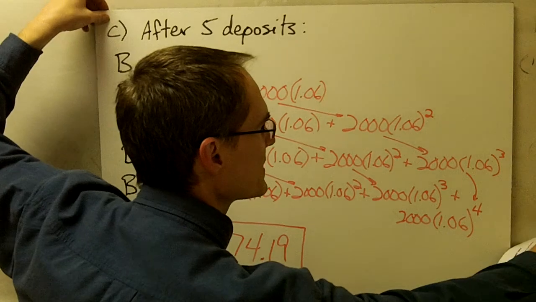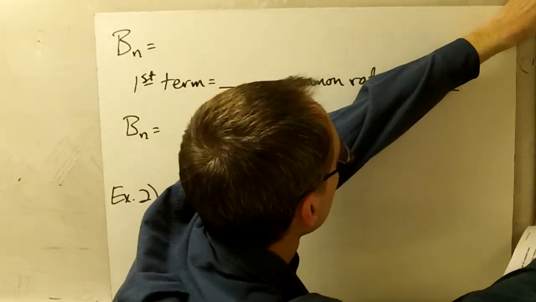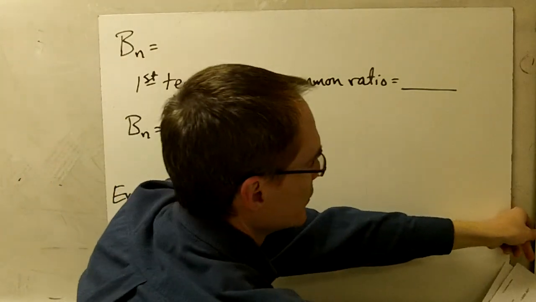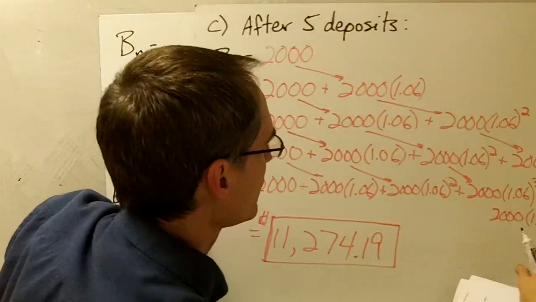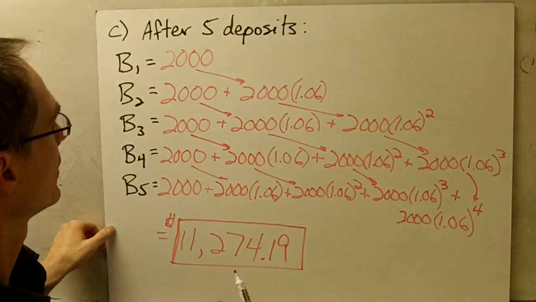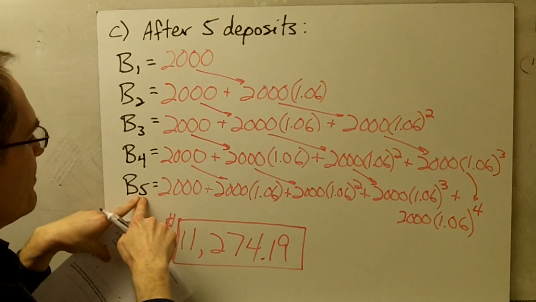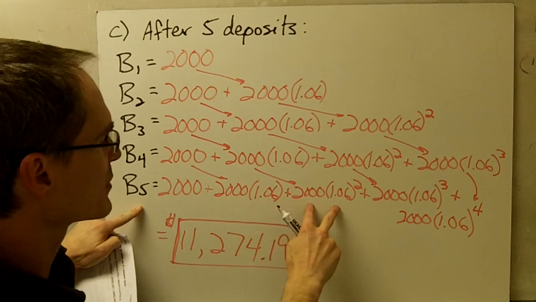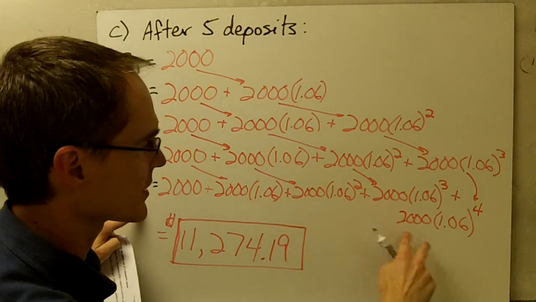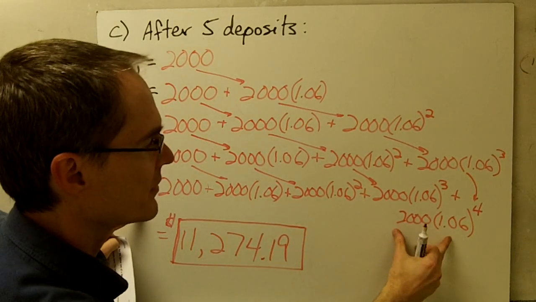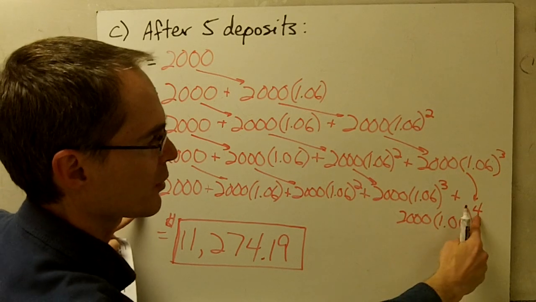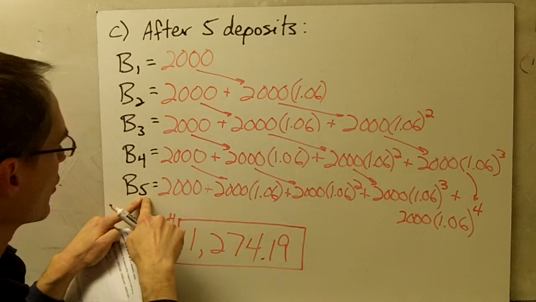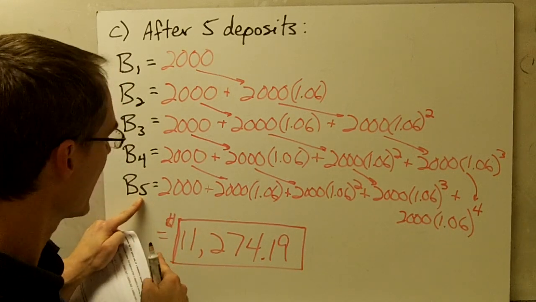So in this example, hopefully we can see there's kind of a pattern here. My fifth deposit, I'm going to have each one of these terms, and I keep multiplying them times 1.06 times another 1.06, and I stop with this term here, 2,000 times 1.06 to the power of 4. That is to the one less power than the number of deposits that I have.